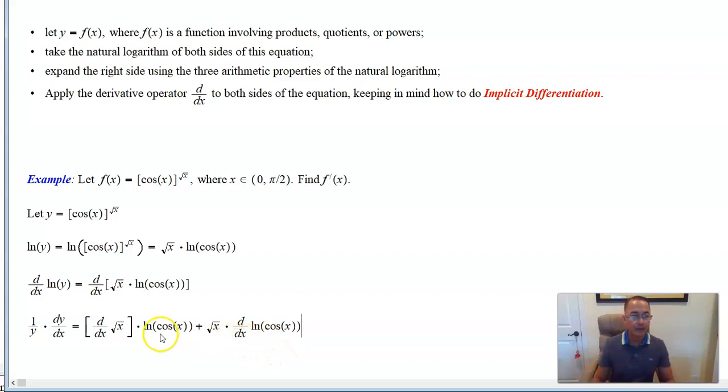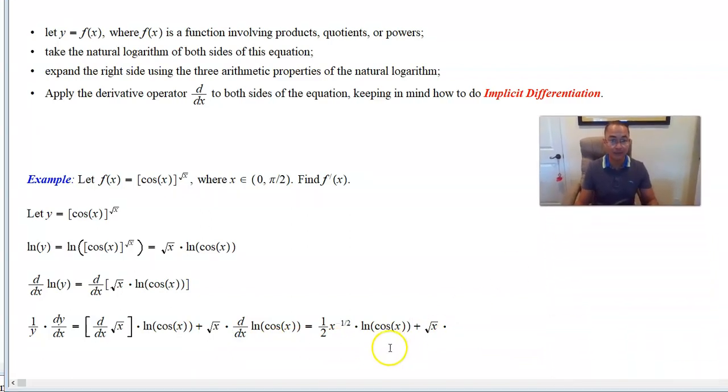Now we can apply the power rule to square root of x. So it's basically back to basic calculus. x to the 1/2, so we drop the 1/2, we get 1/2 x to the 1/2 minus 1, negative 1/2, and then you multiply by ln of cosine x, and you have plus square root of x as the derivative of ln of cosine of x.